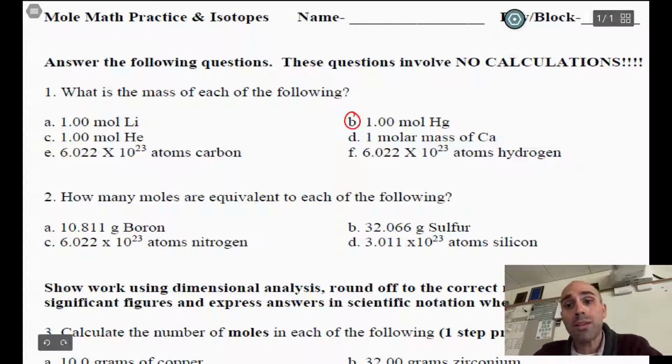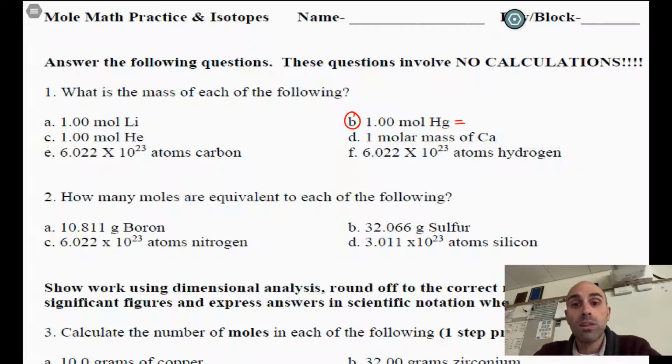So the first thing we want to do is take a look at question 1B. I'm not going to do all these, just a couple to point out. I'm going to have to defer the rest to you guys so that you guys can get some practice. But looking at number 1B, we have 1 mole of mercury. So now let's look to the periodic table.